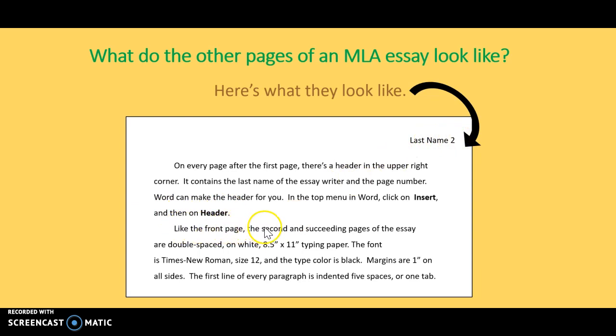Like the front page, the second and succeeding pages of the essay are double-spaced on white 8.5 by 11 typing paper. The font is Times New Roman, size 12, and the type color is black. Margins are 1 inch on all sides. The first line of every paragraph is indented 5 spaces or 1 tab.